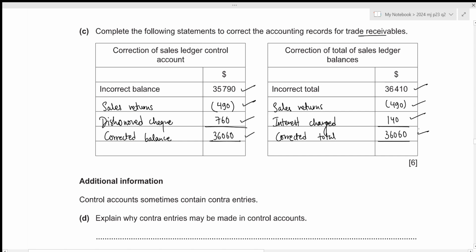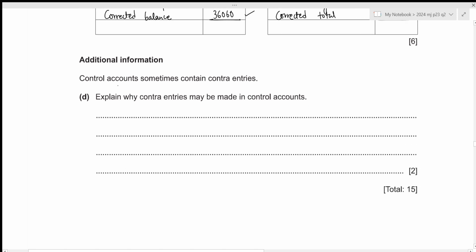Let's move towards the next part. Now we have been given the additional information. Control accounts sometimes contain contra entries. We need to explain why contra entries may be made in control accounts. So a contra entry in control accounts will occur whenever a credit supplier is also a credit customer, and the business as well as that credit customer or the credit supplier owe each other money, and we just cancel it out or set off. That is what contra means.